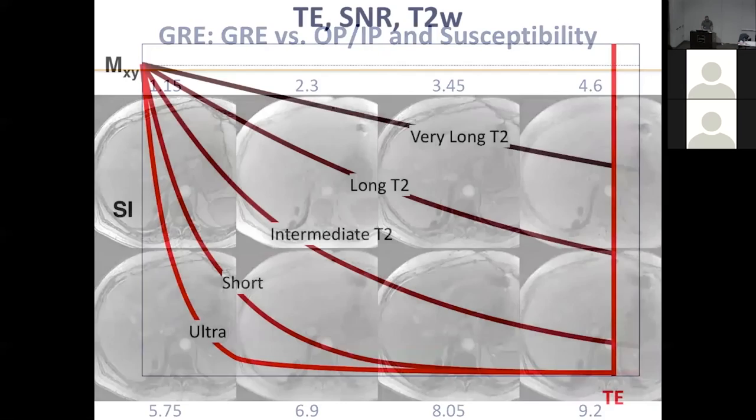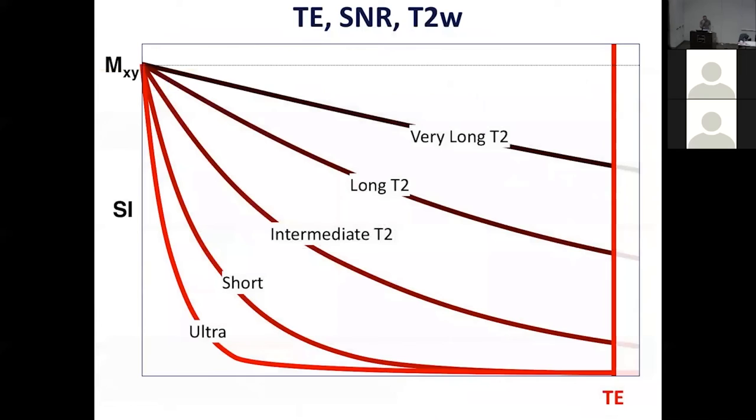Now, I mentioned before that the TE affects the signal to noise and the T2 weighting. And now let's illustrate that graphically. So here we have a tissue with very long T2. It loses signal very, very slowly. At the other extreme, we have a tissue like cartilage that loses signal very, very rapidly, ultra short T2. And in between, we have other tissues. So when we have a very long TE, notice that all the tissues have lost signal, but some tissues have lost more signal than others. With a long TE, we're able to separate some tissues from each other, but notice that we can't separate all tissues, right?